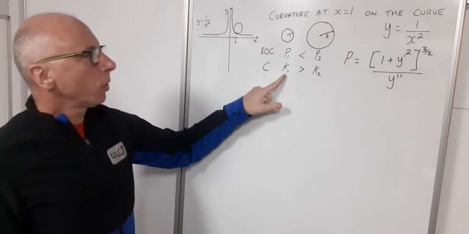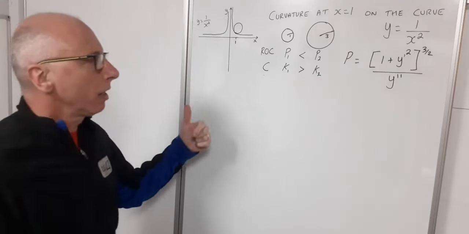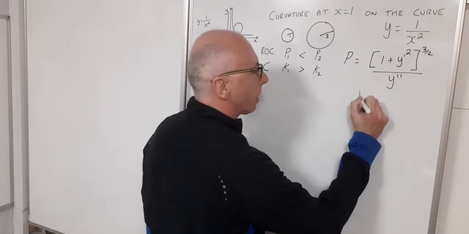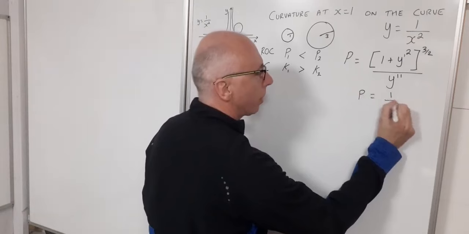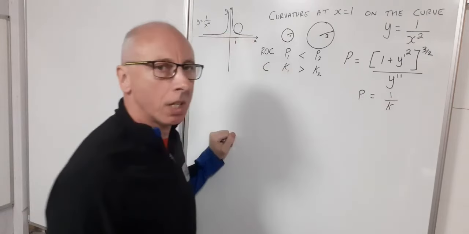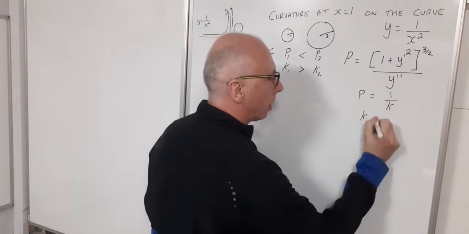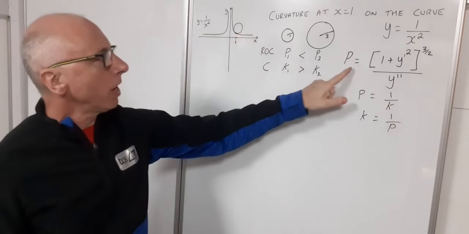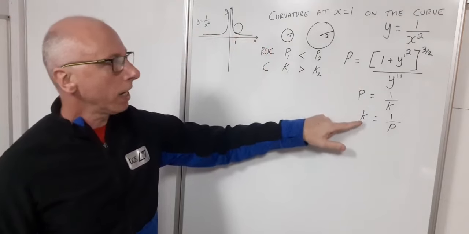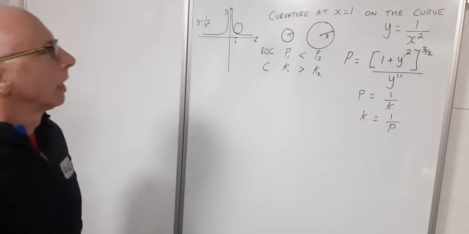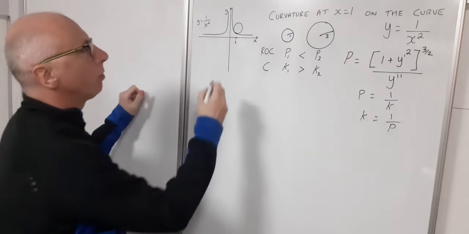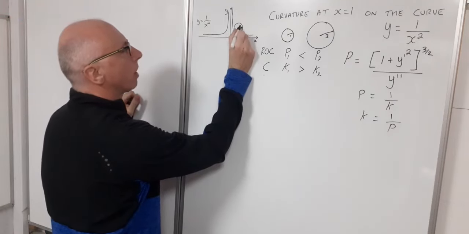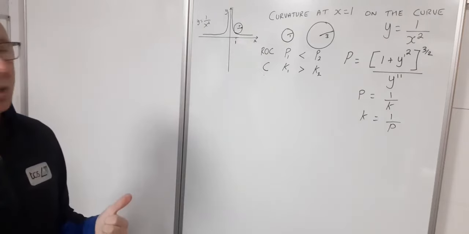Now the relationship between rho and kappa is a pretty straightforward one. One is the reciprocal of the other. So basically rho equals 1 over kappa. So kappa equals 1 over rho. So if we can find the radius of curvature, we can quite easily find the curvature. So at the point x equals 1, what we want to find is, first of all, let's find this radius. So that's what we're looking for.